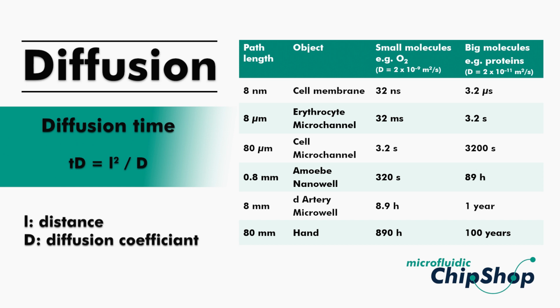And if you go to macroscopic dimensions, like a microwell or a hand in this case, you can see that even for a small molecule, diffusion times are getting really, really long. And so diffusion would not be a good process for transporting molecules on this length scale. And this actually is the reason why we have a heart.